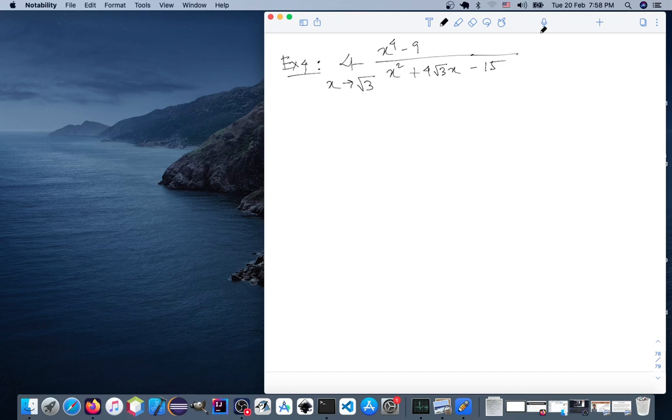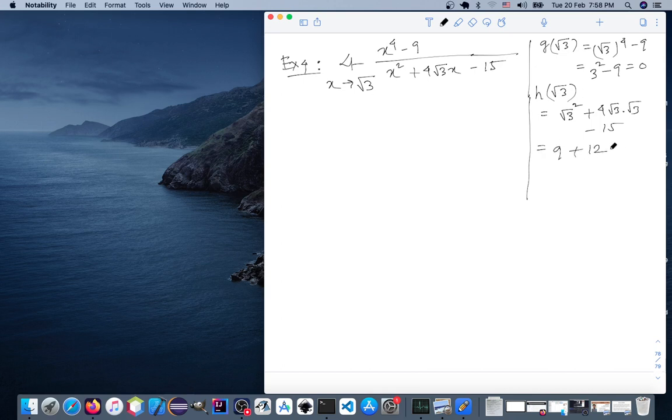So if we see g of root 3 is equals root 3 to the power 4 minus 9, this becomes 3 square minus 9 equals 0, and h of root 3 is root 3 square plus 4 root 3 into root 3 minus 15, this equals 9 plus 12.